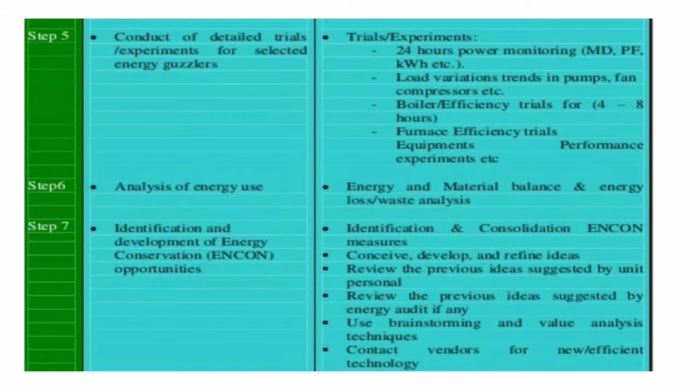The next step is analysis of the energy use. In the previous step 5, they conducted the actual experiments to find out the efficiency of all the equipments, and now in step 6 they are going to make an analysis. The result of step 6 is energy and material balance and energy loss and waste analysis. Step 7 is identification and development of energy conservation opportunities, that is ENCON.